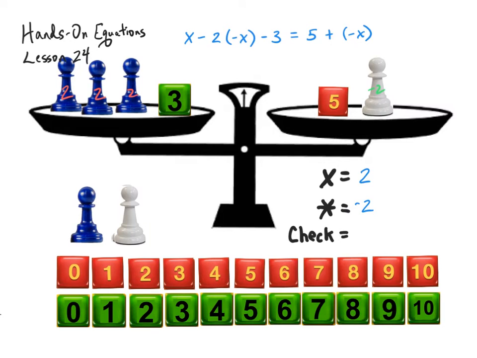So that means on the left-hand side, we have 6 positives and then 3 negatives that will cancel out 3 of the positives. So we're left with 3 positives. And on the right-hand side, we have 5 positives and 2 negatives that will cancel out 2 of those 5 positives, which leaves us with 3 positives. So our check: 3 equals 3.